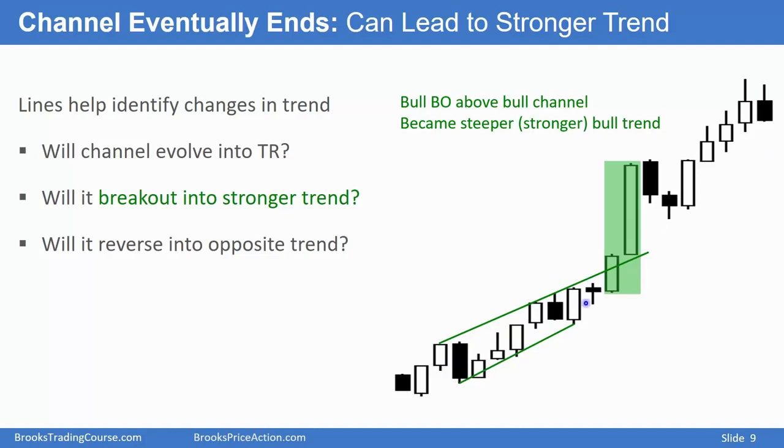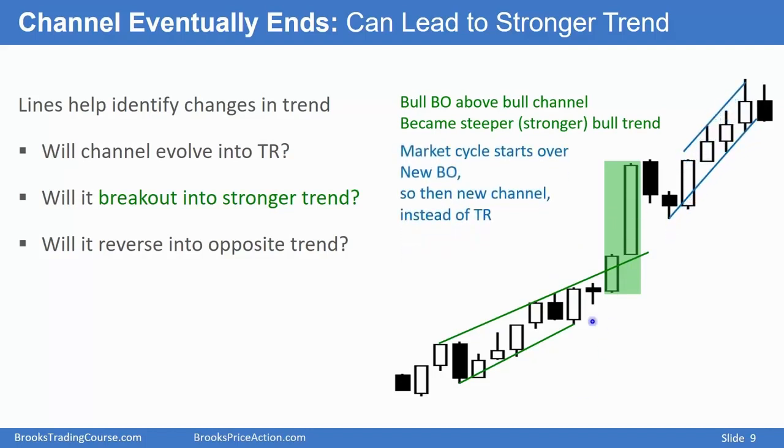So we had a bull trend that became an even stronger bull trend. We have a bull breakout above a bull channel and the creation of an even stronger bull trend. Breakout, channel, eventually probably a bear breakout below the bull channel, and then the formation of a trading range.